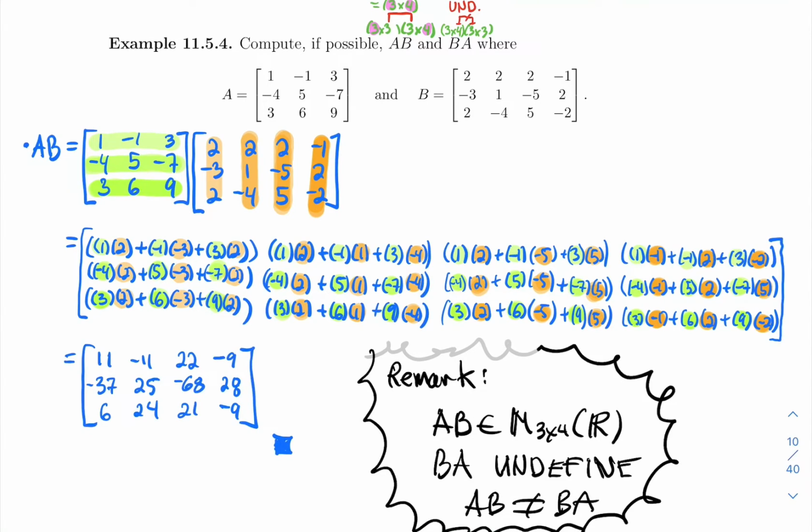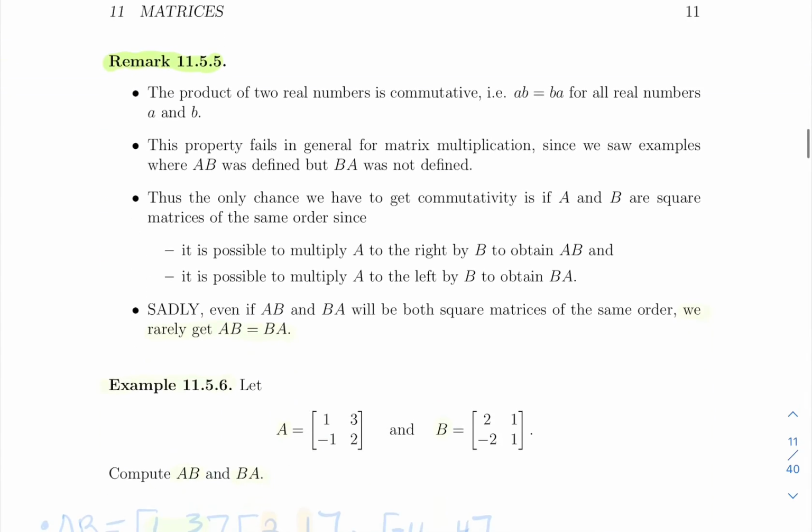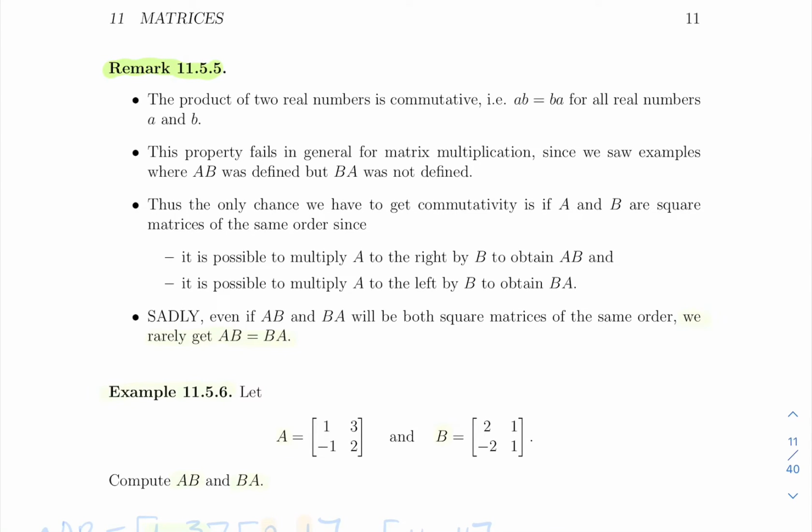Of course, we've seen a lot of examples like this already, where in one direction it works, but in the other direction it doesn't work. But this will lead to my final remark of that section, that even if they are defined, and even if they get to the same dimension, AB is not going to be equal to BA in general. So we end the section with that remark again. Going over it quickly: even if AB and BA are defined, and even if they have the same dimension, we rarely get that AB is equal to BA. So in general, matrix multiplication is highly non-commutative.